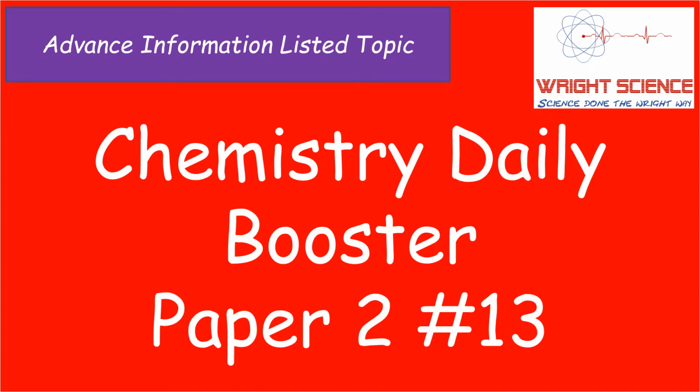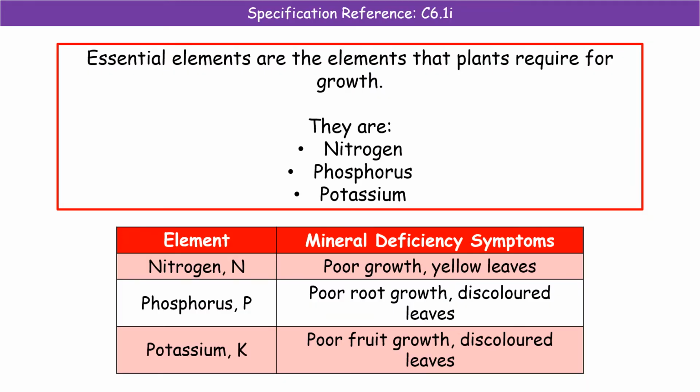This is number 13 in our Paper 2 series and it is advanced information listed for both the higher and foundation chemistry. What we're going to be doing is starting off our work on C6, so that final chemistry module. And to start off with, we're going to look at fertilizers.